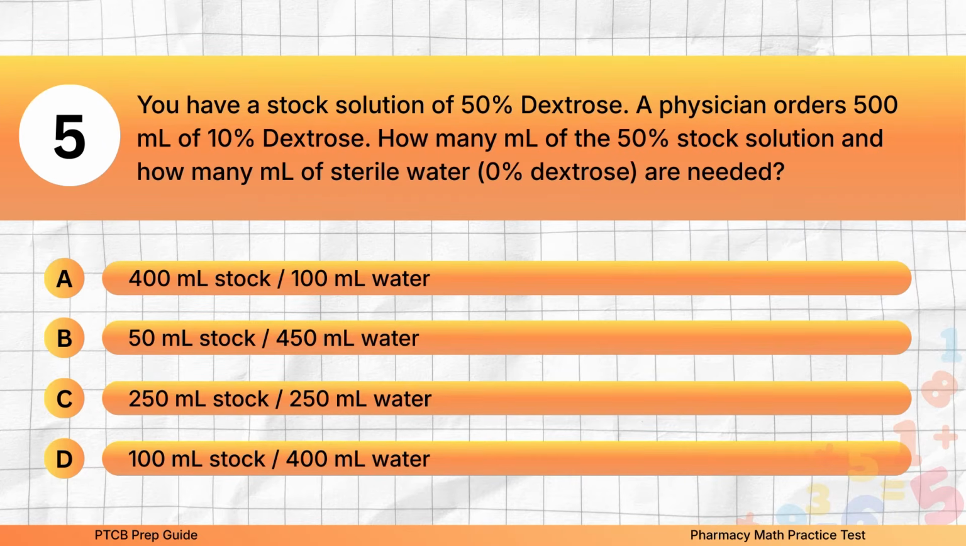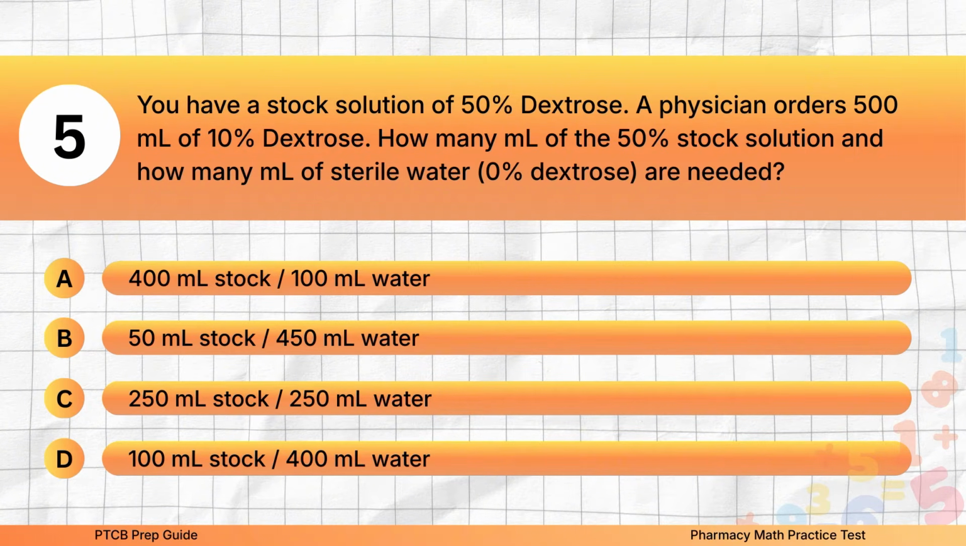Let's tackle a stock solution dilution problem for question number 5. Question 5. You have a stock solution of 50% dextrose. A physician orders 500 milliliters of 10% dextrose. How many milliliters of the 50% stock solution and how many milliliters of sterile water, which is 0% dextrose, are needed? Do we need A, 400 milliliters stock and 100 milliliters water?